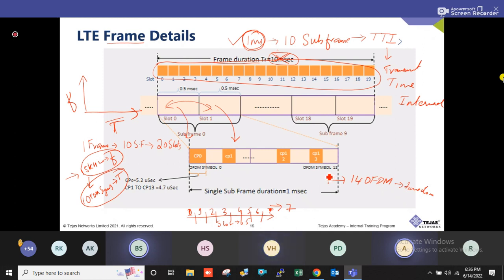Please ask, because this is quite an important concept that we have to learn with respect to the granularity, with respect to frame as well as frequency.